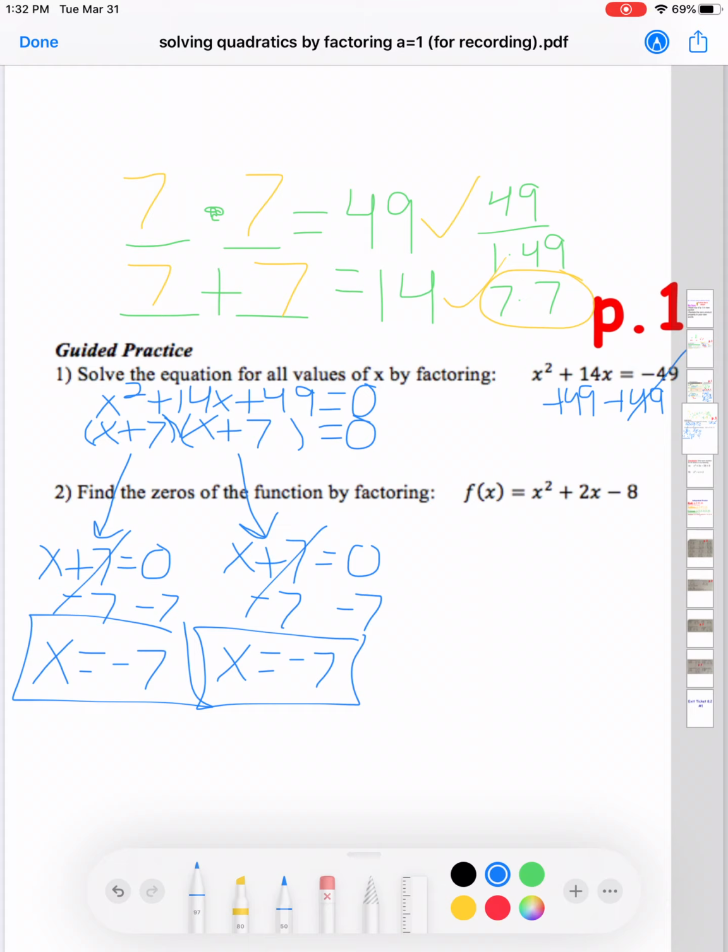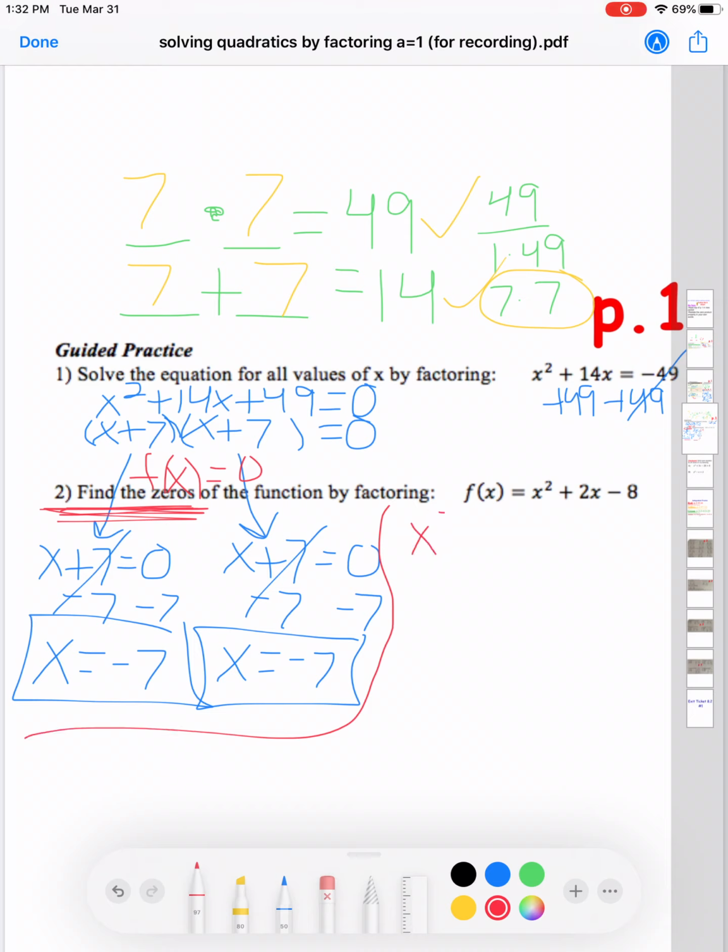So the answer for number 1 you should have is x minus 7. Looking at number 2, it says to find the zeros of the function by factoring. As you read in the beginning of the lesson here, when it says find the zeros, that means to set f of x equal to 0. I'm going to do my work for this problem over here.